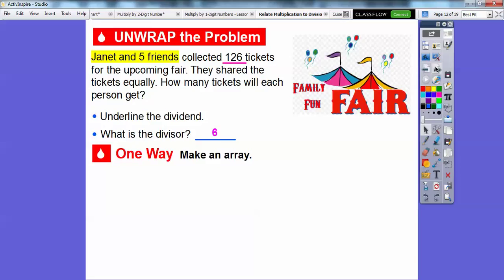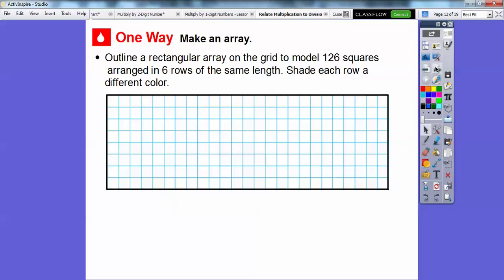We're going to make an array, you guys. Let me just slide that up there. Here's a grid right here. And what we're going to do is outline a rectangular array on this grid to model 126 squares. So we have to do lots of counting here, and I'm cheating a little bit because I've already done it to save time. We're going to make sure that they are arranged in 6 rows, because it's going to be Janet and her 5 friends, the 6 people, of the same length. So we have to do 6 rows. So here's 6 rows right there.